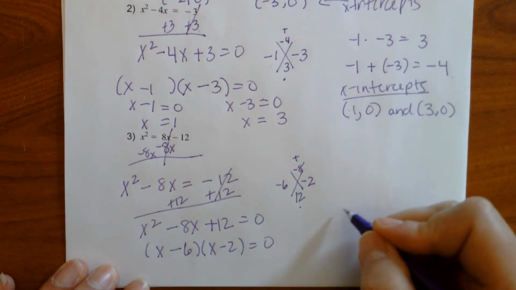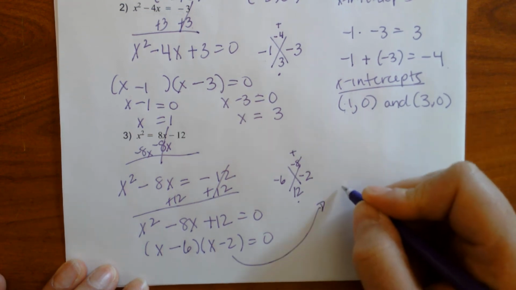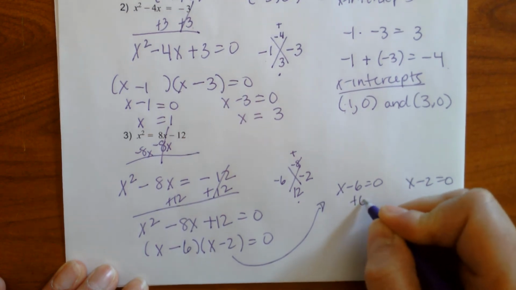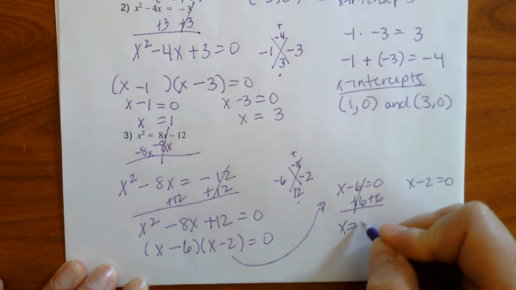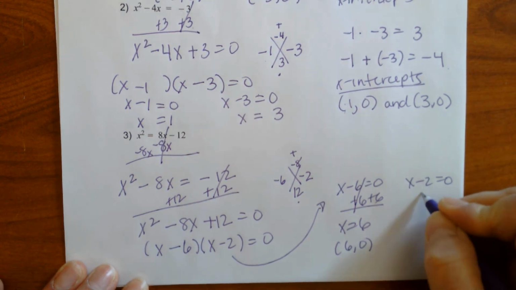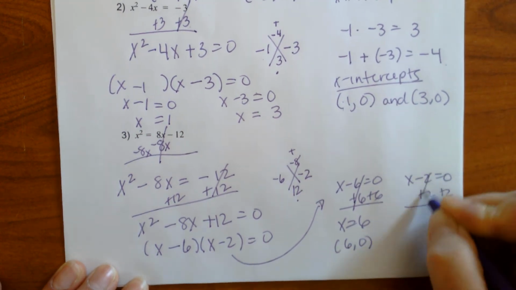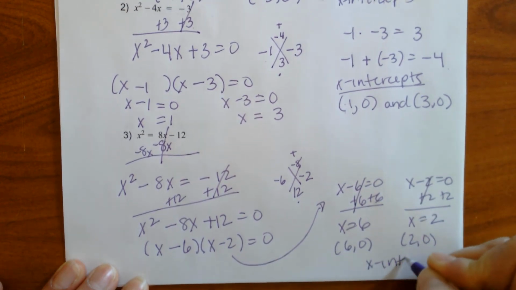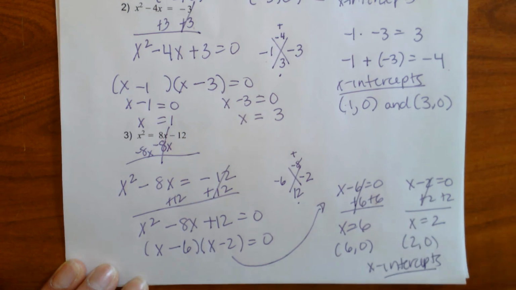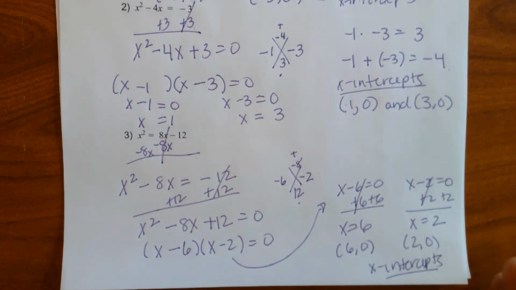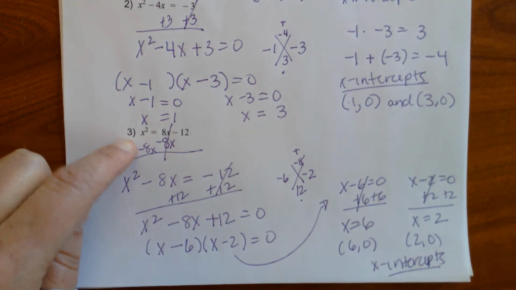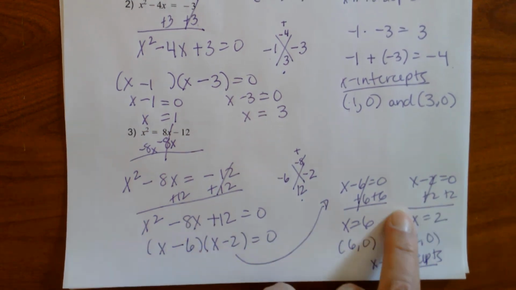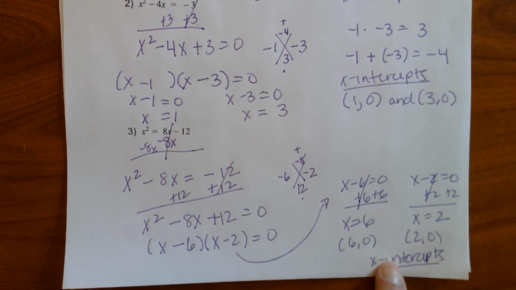Then we can split them. I'm just going to go right over here. X minus 6 equals 0, x minus 2 equals 0, and then add 6 to both sides. X equals 6, so that's the point 6, 0. Add 2 to both sides. X equals 2, so that's the point 2, 0, and now we have our x-intercepts. Yay! So moving things over from one side to the other so that we can get it set equal to 0, so that we can factor, so that we can use the zero product property and find our x-intercepts.